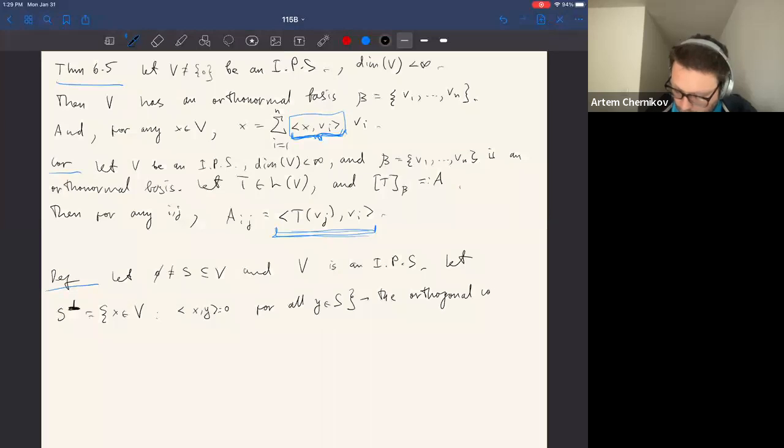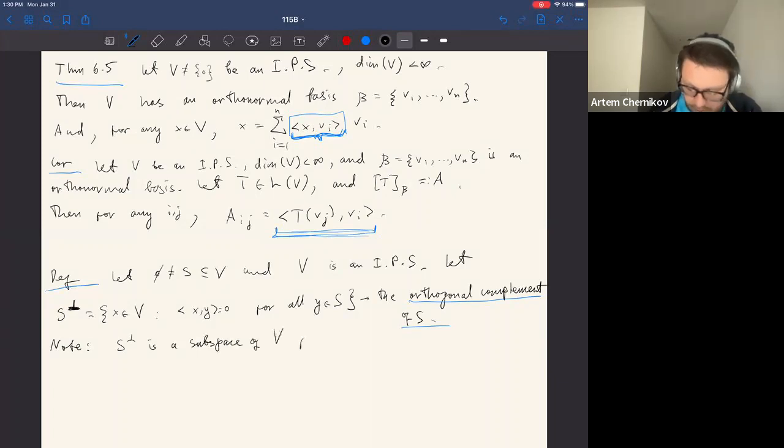The orthogonal complement of S. Okay. All right. So now, what are the properties of this set? So note first of all that this is always a subspace. So S perp is a subspace of V for any set S, okay? So S can be an arbitrary set. The orthogonal complement is always going to be a subspace.